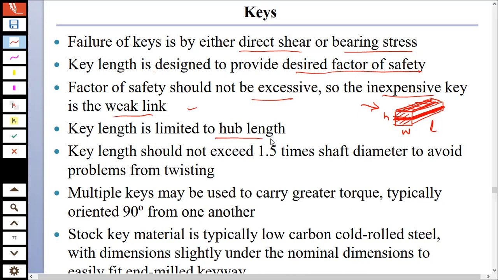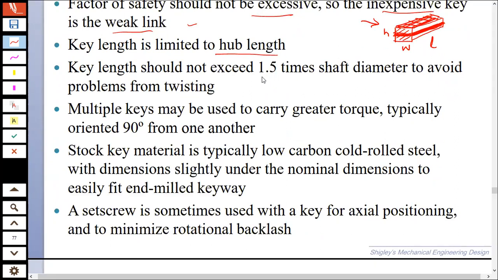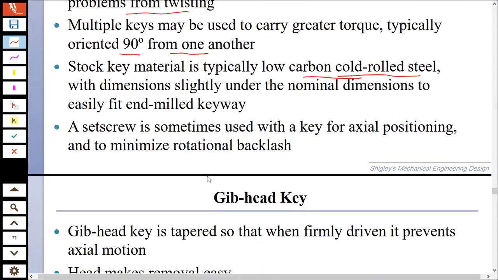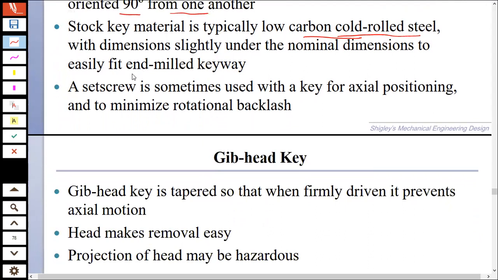Key length is limited to the hub length. ठीक है जी. And key length should not exceed 1.5 times the shaft diameter to avoid problems from twisting. You can use one key, or you can use many keys, typically oriented at 90 degrees from each other. Stock key material is typically low carbon cold rolled steel hota hai, with dimensions slightly under nominal dimensions to easily fit into an end milled keyway.